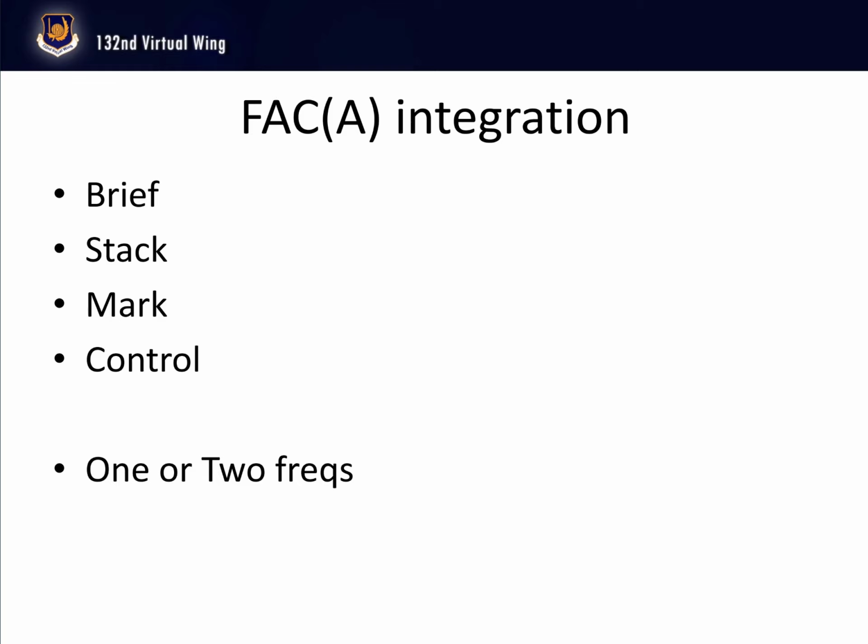When there's a FAC(A) and a JTAC, they will coordinate on 2 frequencies, and they will push the CAS flight from 1 frequency to another. The FAC(A) will brief you on 1 frequency and then push you back to the control frequency. But again, it's more advanced stuff, so we are not going to do it today.